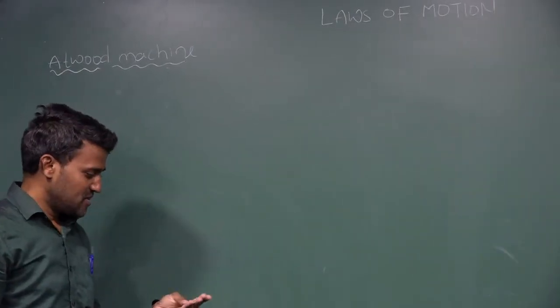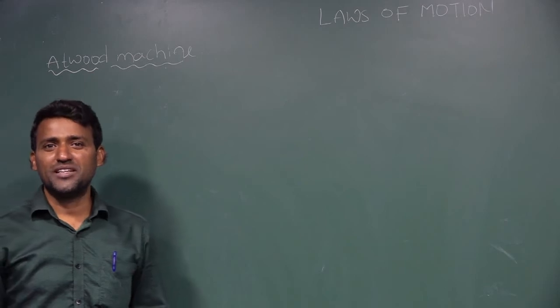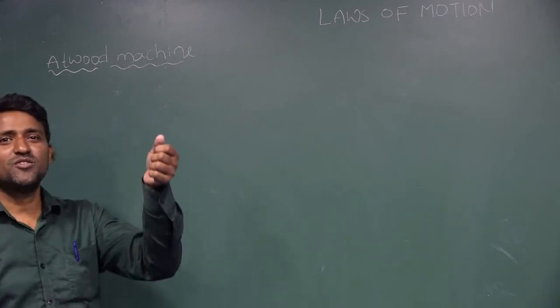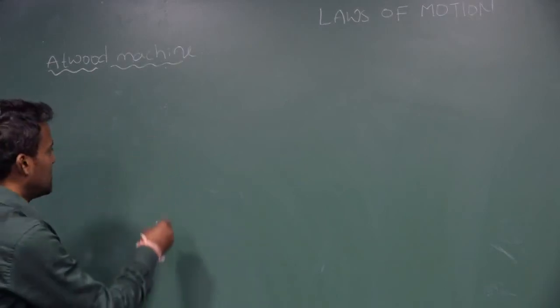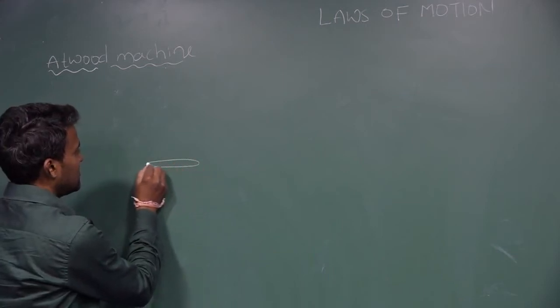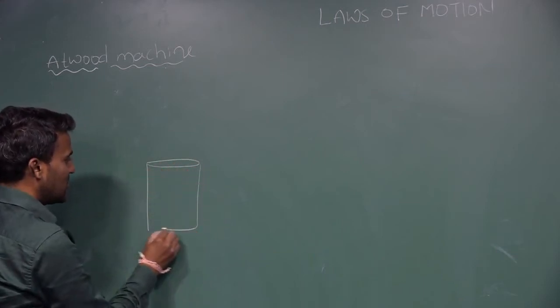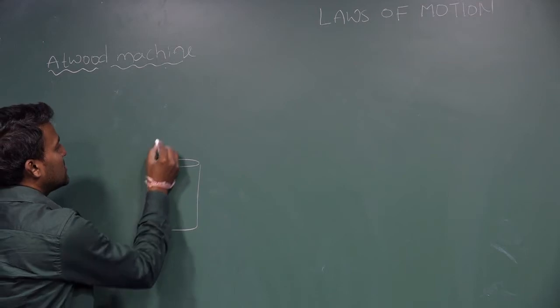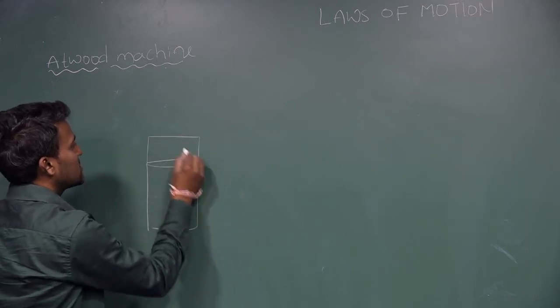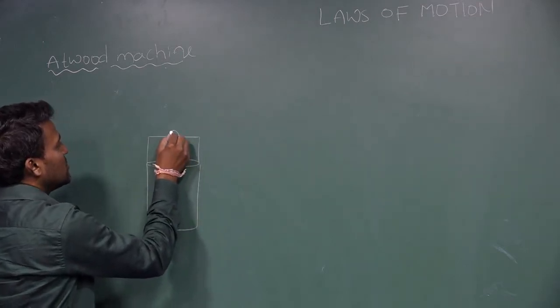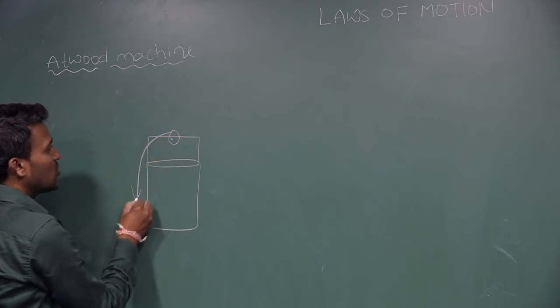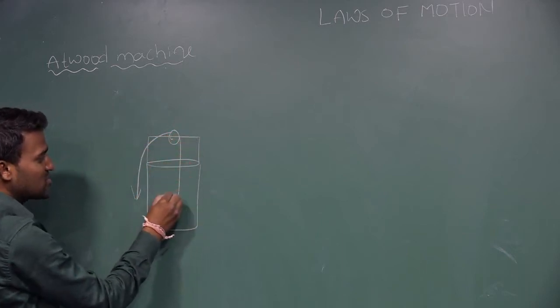Atwood machine. You know about the well, how you can take out the water from the well? It is for your understanding. I am taking this one well. Here one axle is there. One person is pulling the rope like this, and another rope is going like this.